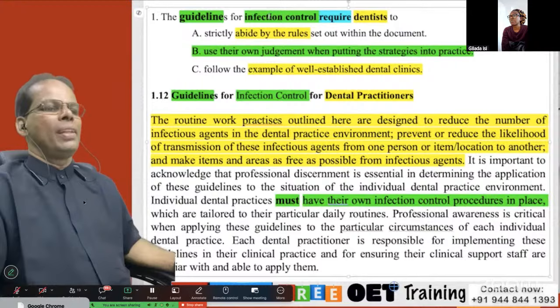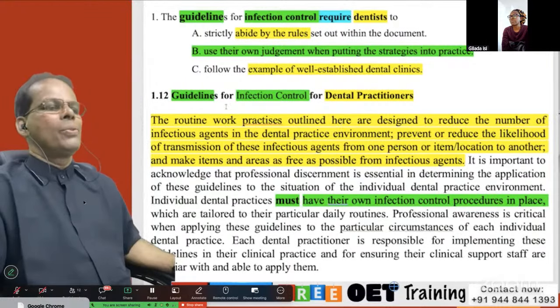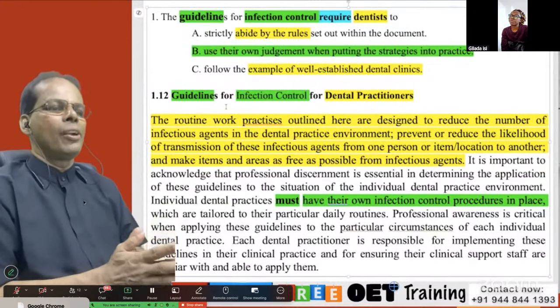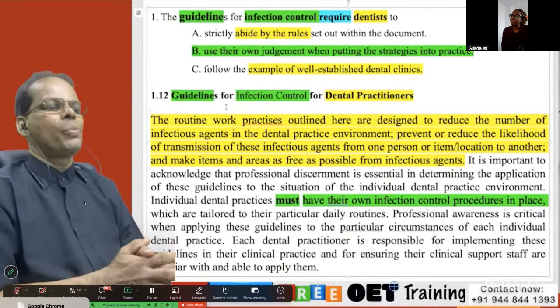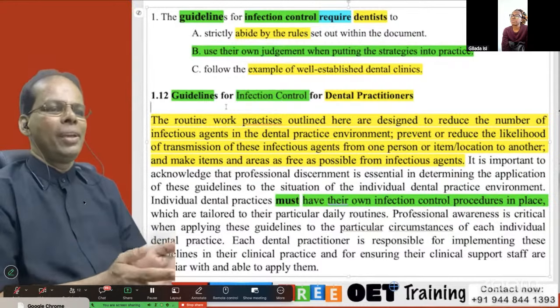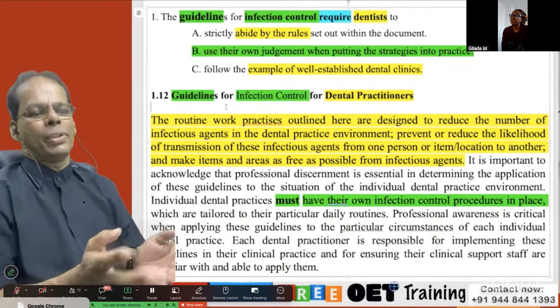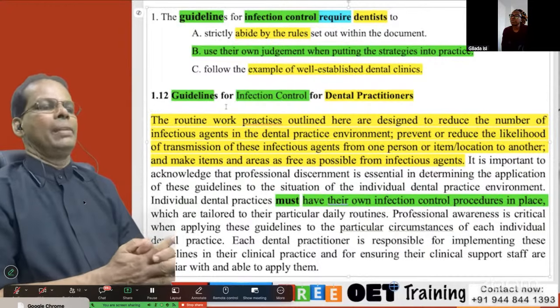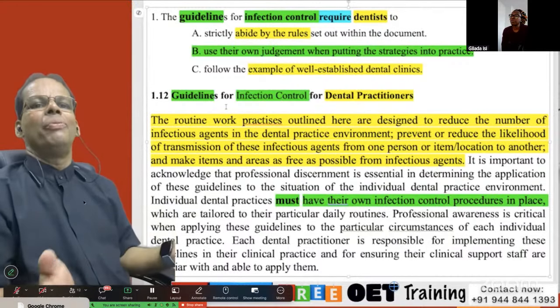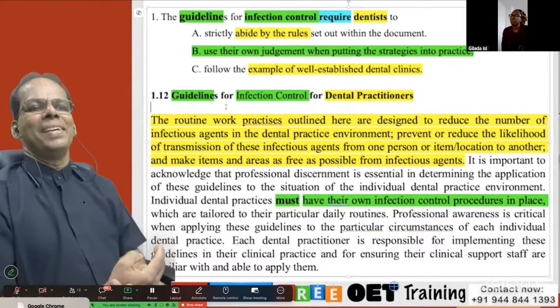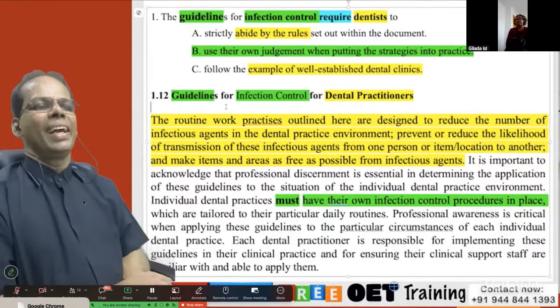In the heading you have, the routine work practices outlined here are designed to reduce the number of infectious agents. Okay, reduce infectious agents means infection control. In the dental practice environment, prevent or reduce the likelihood of transmission of these infectious agents, again infection control, from one person to another, from item to item, from location to location, and make items and areas as free as possible from infectious agents. In two words, you can summarize: the whole topic speaks about infection control.